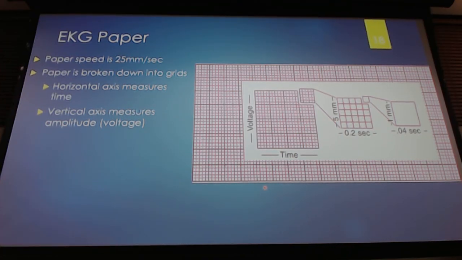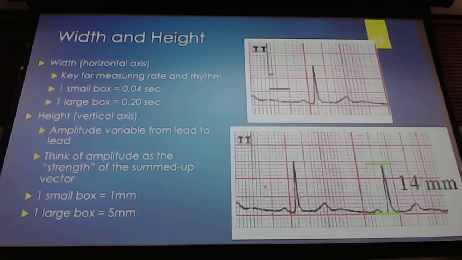The vertical axis is our amplitude, meaning how much electroactivity is going towards that electrode. If it's a higher amount of electroactivity, you're going to have higher amperage, higher voltage, which is going to be seen usually in our R wave, or even downward in our S wave.